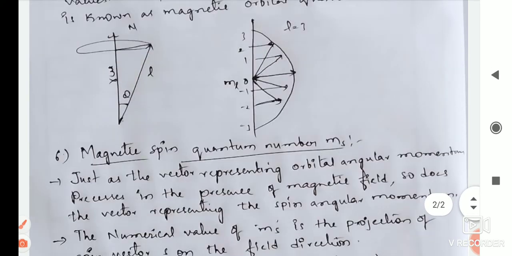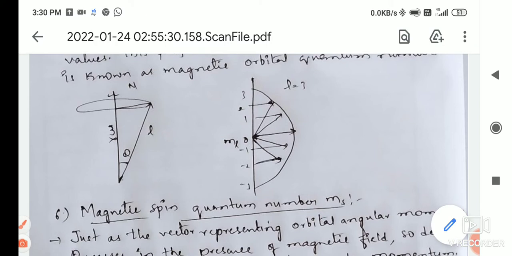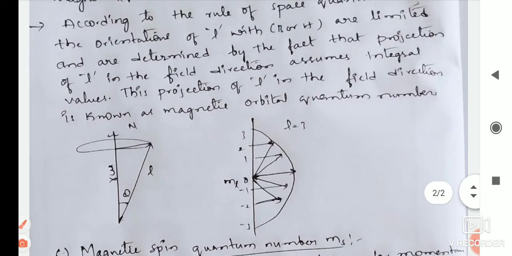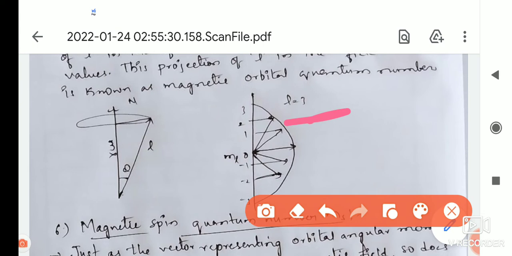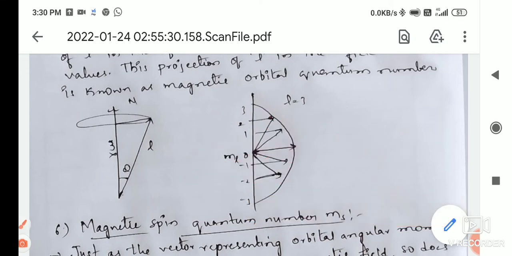Due to this magnetic field, the orbital motion will split. If L is equal to 3, then ML will have 2L plus 1 values. So 2 into 3 is 6, plus 1, that is 7 values of ML. The electron will rotate in this orientation, or in this orientation, like that. We have 7 orientations here.